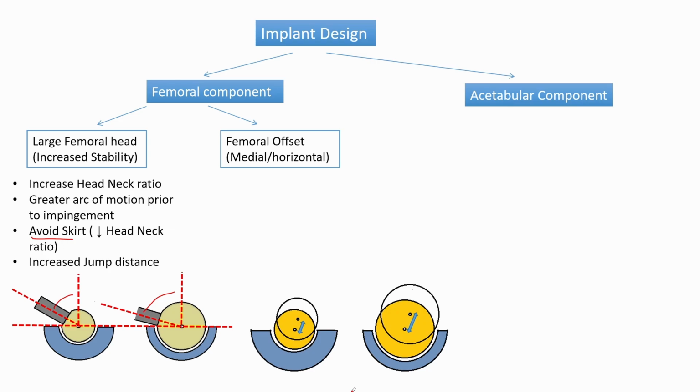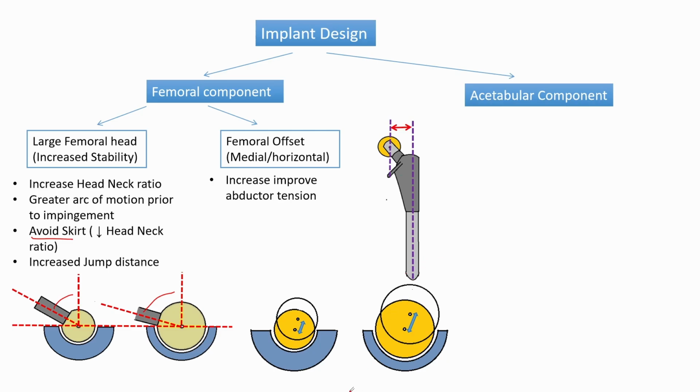Coming to the femoral offset. Here we are talking about the medial or horizontal offset, which is the distance between the center of the femoral head and the axis of the femoral implant passing through the center of the distal part of the stem. An increase in femoral offset increases the abductor tension. This can be achieved by decreasing the femoral neck shaft angle and attaching the neck to a more medial position on the stem.